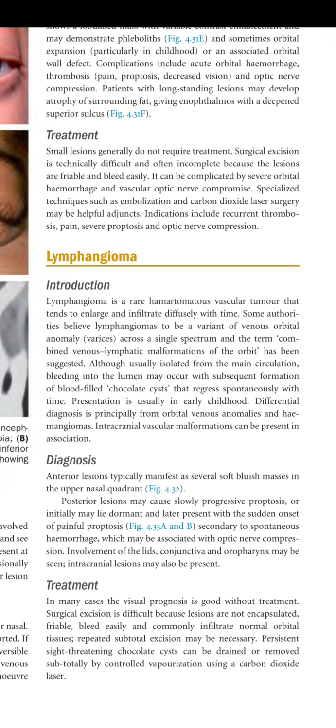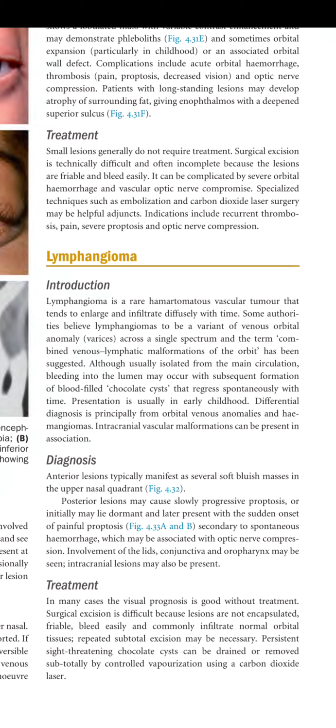Treatment: in many cases, the visual prognosis is good. Without treatment, surgical excision is difficult because lesions are not encapsulated, friable, bleed easily, and commonly infiltrate normal orbital tissue. So, for both the varices and lymphangioma, surgical excision is difficult because it bleeds easily. Repeated subtotal excision may be necessary.